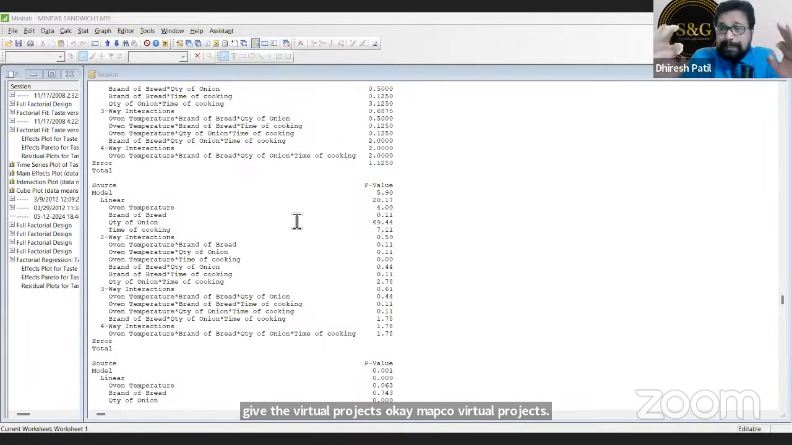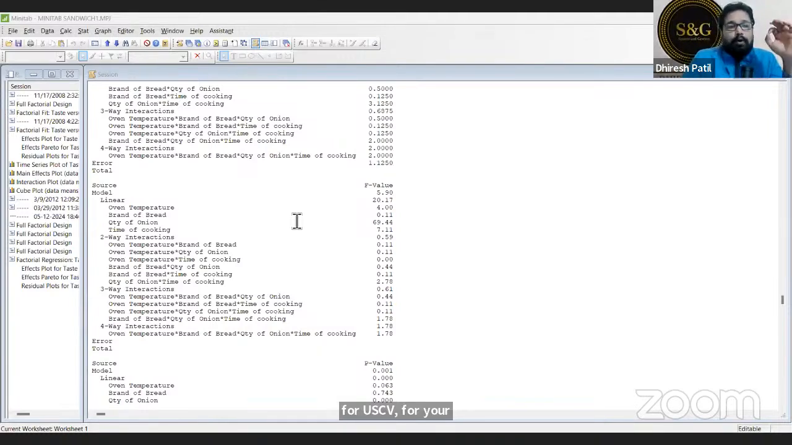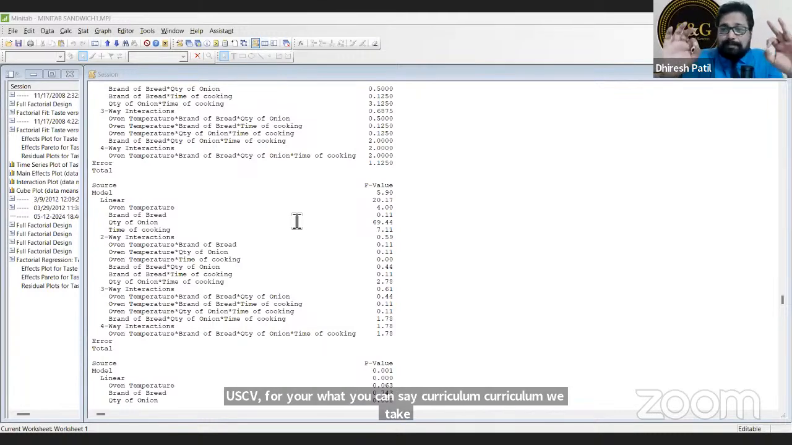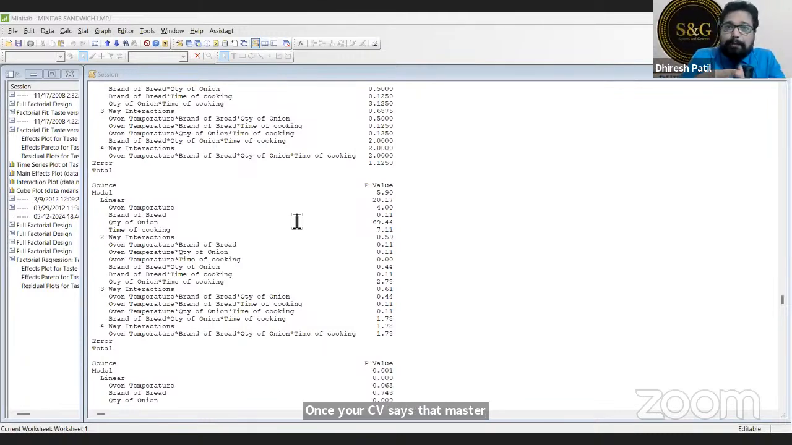First complete the certification. Understand this, certification is the most important thing for your CV, your curriculum vitae. Once your CV says that you are Master Black Belt certified, then you can apply for a top management job, or you can start your own training and consulting business. That's the reason Master Black Belt certification is required. And the biggest hurdle we have completely removed. Yes, we can do virtual projects in this as well.